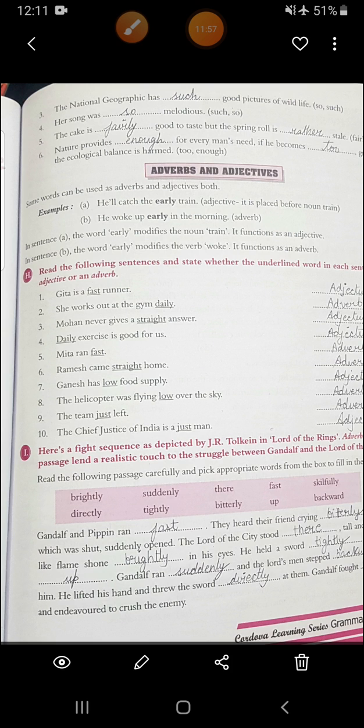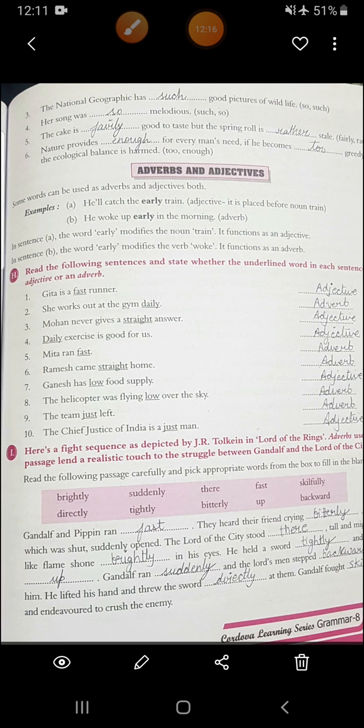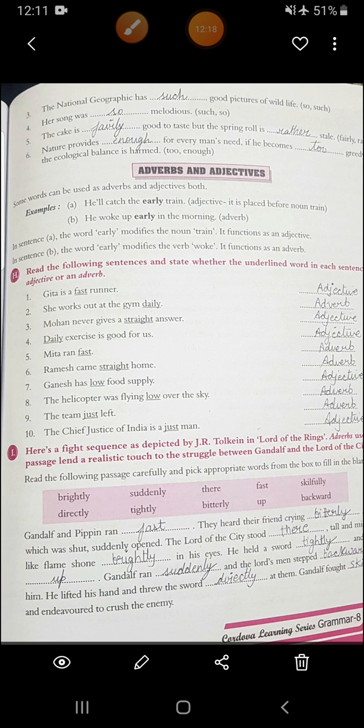So what you have to do, you have to read like this. You have to read the sentences given in Exercise H, and you have to state whether the underlined word is used as an adjective or an adverb. See the first one. Geeta is a fast runner. We are telling something about her. It's modifying this noun. It's an adjective.